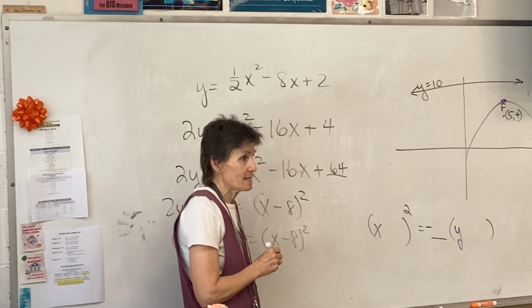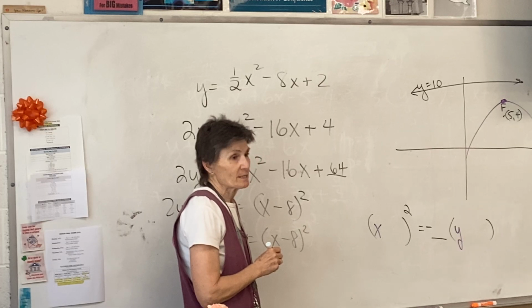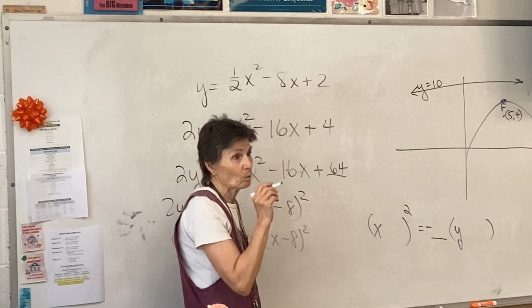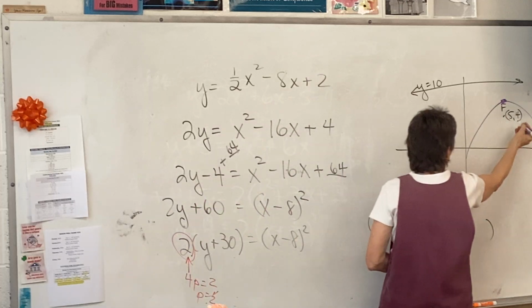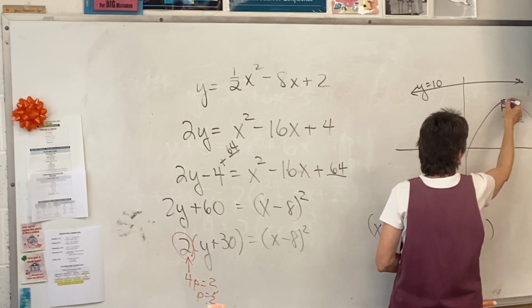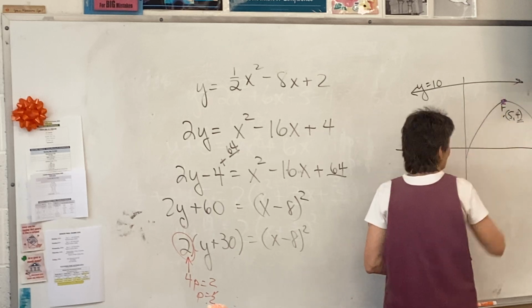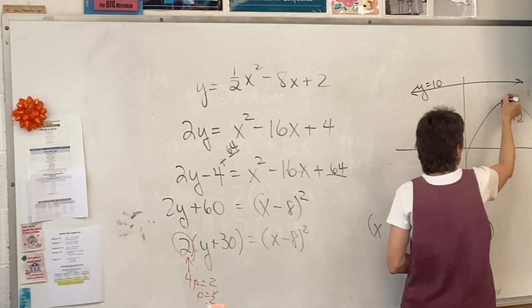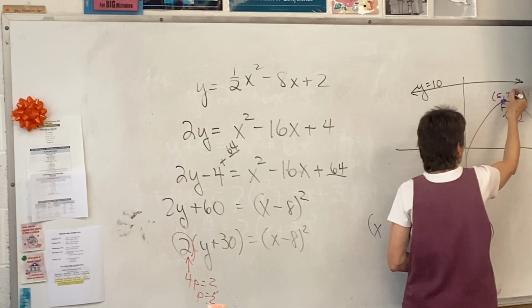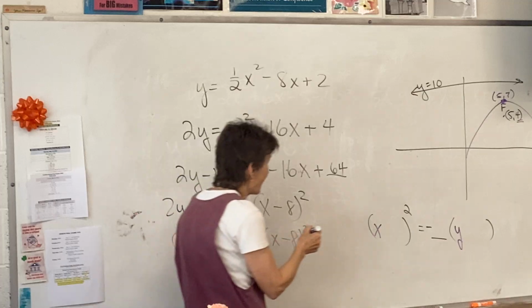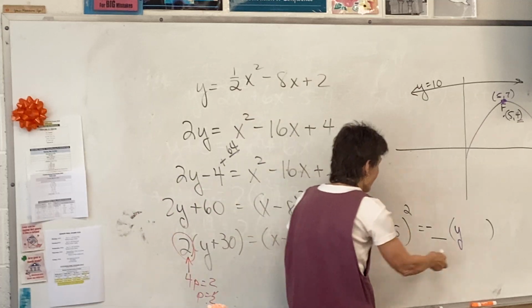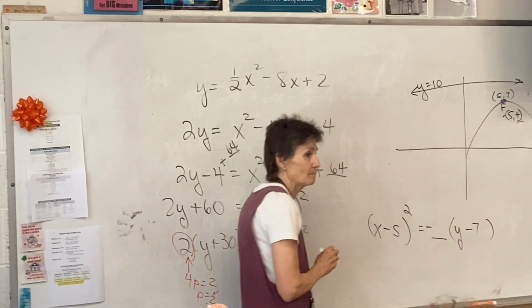Halfway in between the focus and the directrix, right? Remember, equidistant. So what is halfway in between being up 4 and being up 10? 7. So this point is (5, 7), which means x minus 5, y minus 7.